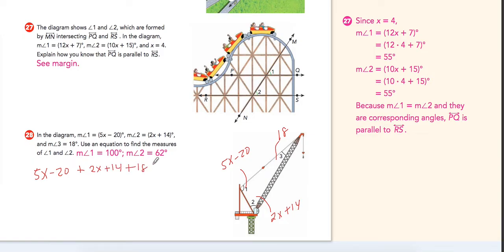So plus that 18-degree angle equals 180. So 5x plus 2x is 7x. Negative 20 plus 14 is negative 6. Negative 6 plus 18 is positive 12. Equals 180. I subtract 12 from both sides. I wind up with 7x is equal to 168. Divide both sides by 7, and x is equal to 24? Yes, 24. So 7 goes into 16 2 times, there's 2 left over, 7 goes into 28 4 times. So x equals 24.